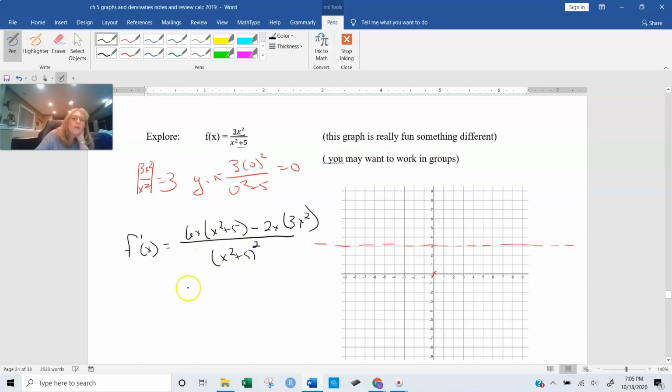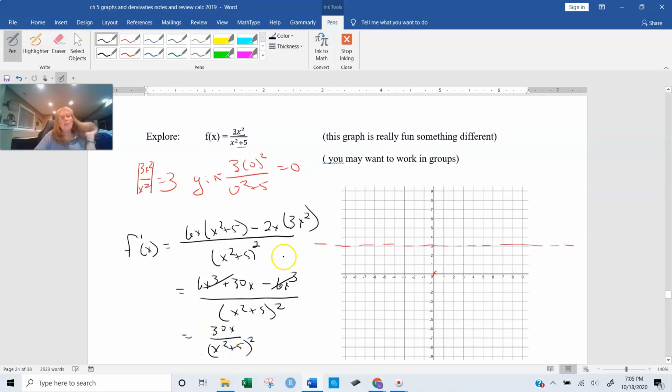All right, so when we do this, let's work this thing out. We've got 6x cubed plus 30x minus 6x cubed all over x squared plus 5 quantity squared. Well, this cancels, and we're left with 30x over x squared plus 5 quantity squared. And I need to know where this thing equals 0.